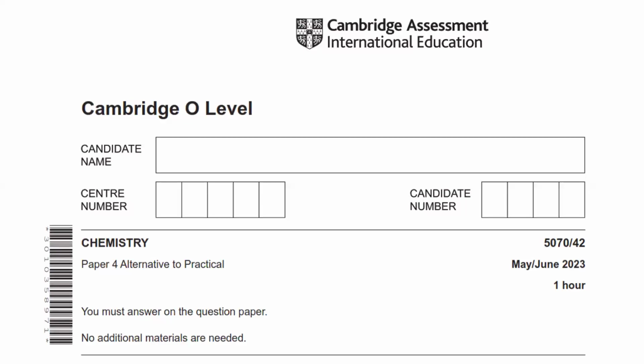Hello everyone, this is Cambridge O-Level Chemistry, Paper 4, Alternate to Practical. The subject code is 5070. This is the May-June 2023 exam, and this is version 2 of this paper. We are given 1 hour to solve this paper. So let's start.